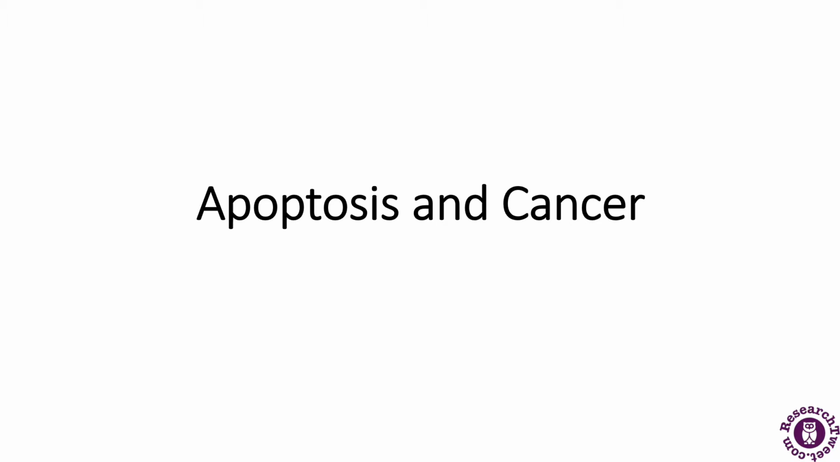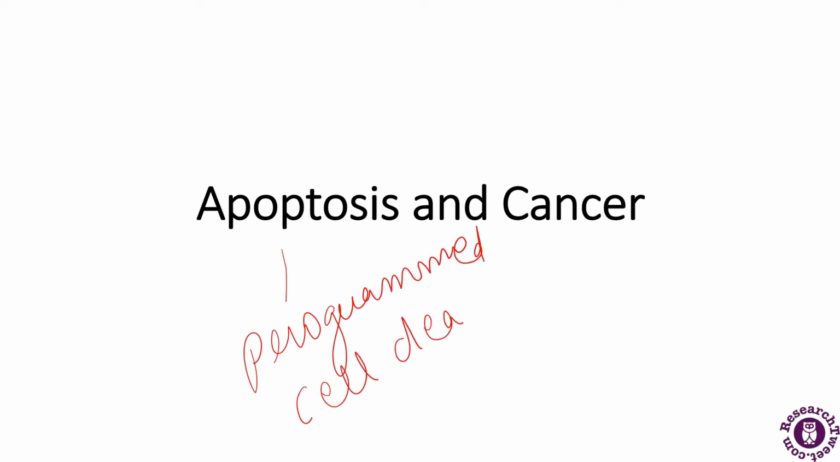So, what is apoptosis? Apoptosis is a term which can be defined as a natural biological process of programmed cell death. What is it? It is programmed cell death, in which the cells destroy themselves for maintaining the smooth functioning of the body.